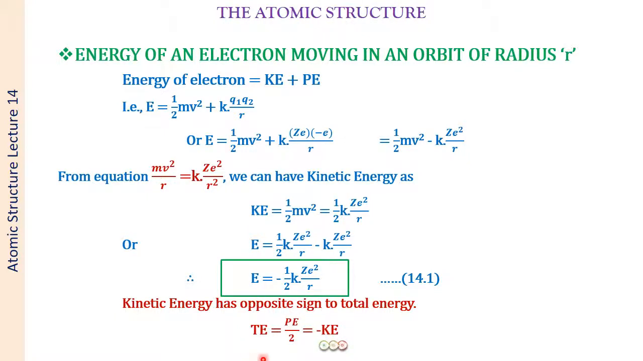And how do we get this part? Just see total energy and potential energy. So potential energy is going to be twice that of the total energy. So this is 1 by 2, so just divide kZe square by R by 2. You get potential energy, right? So potential energy divided by 2 is total energy. So we have the total energy to be potential energy by 2 and equal to minus kinetic energy.